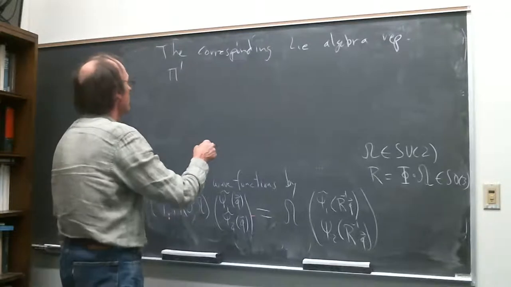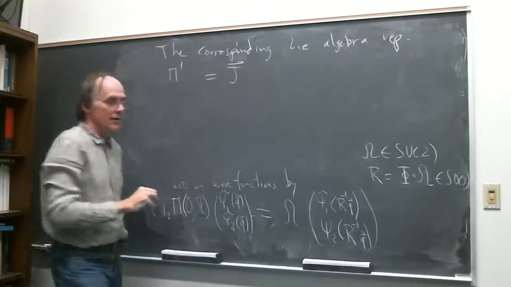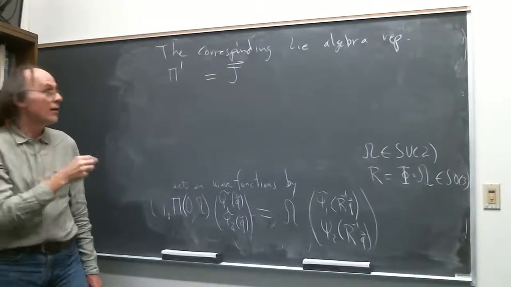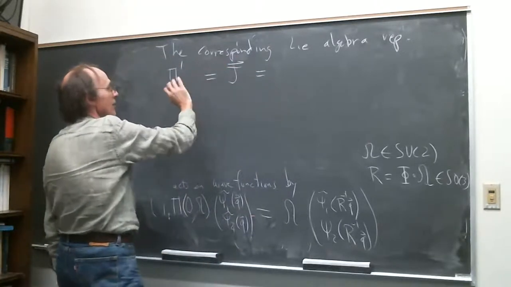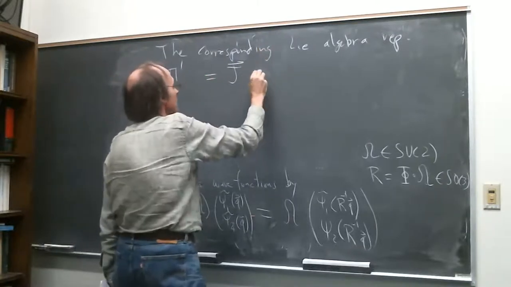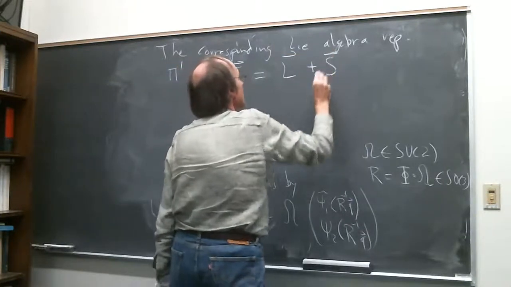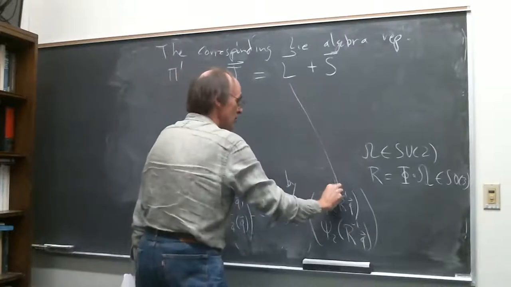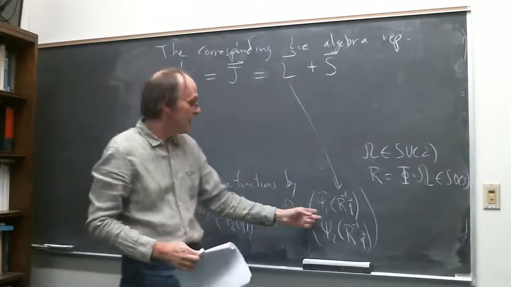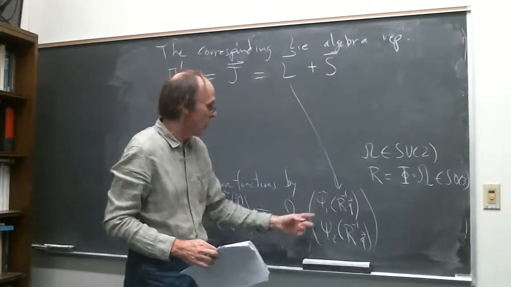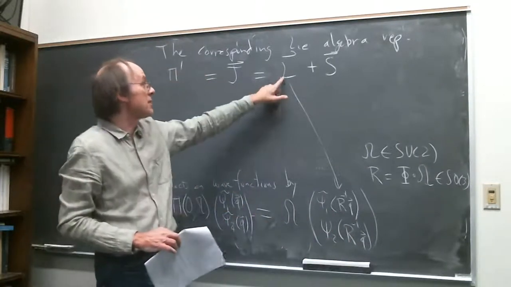is going to correspond to the operator that physicists normally call the total momentum operator. There's an i here, and this is the j vector, which is the L vector plus the S vector. This part is the standard orbital angular momentum, the operator that tells you what happens if you do infinitesimal rotations on the cubes.